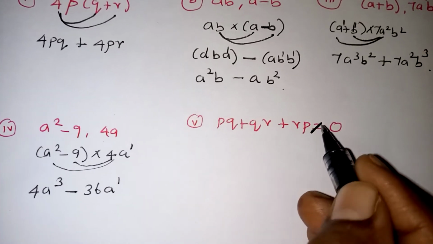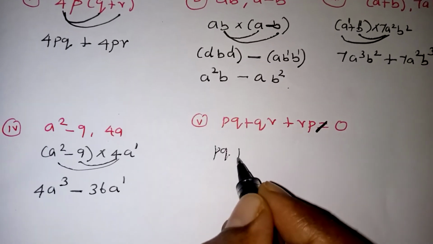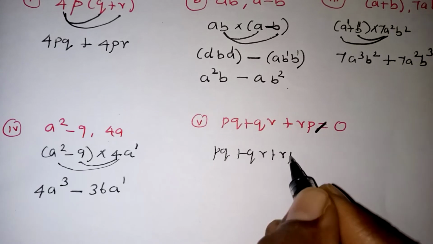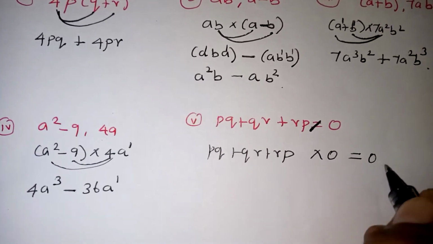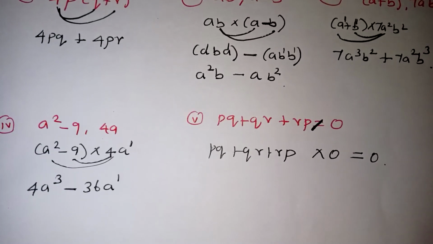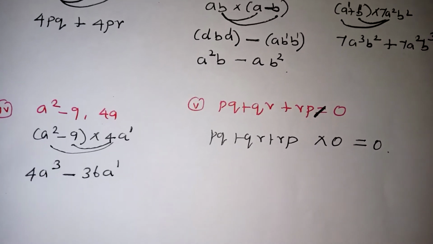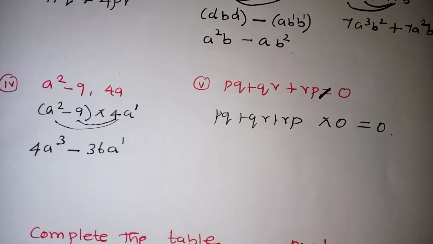Here comma is given. Now that is pq plus qr plus rp multiplied by 0. So anything multiplied by 0, the answer is 0 only. You no need to do any calculation. Directly we can write the answer 0. We'll move on to the next question now.